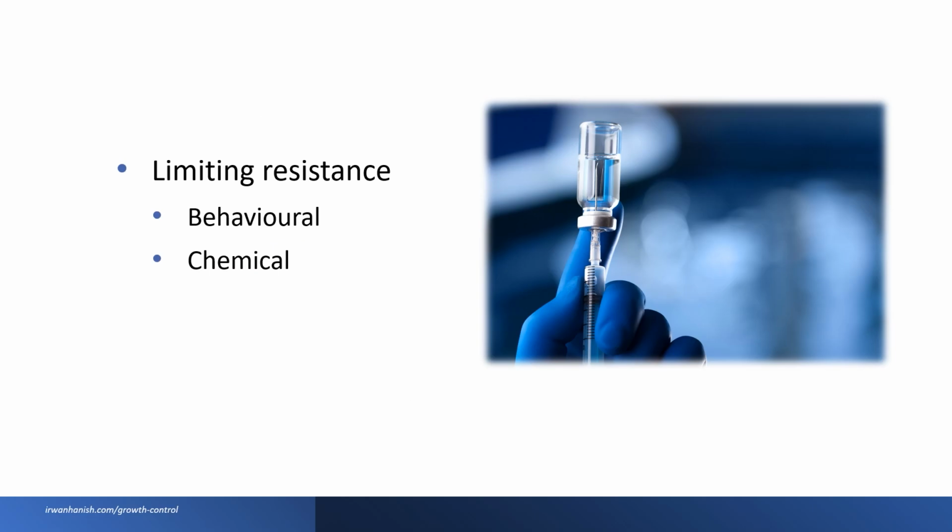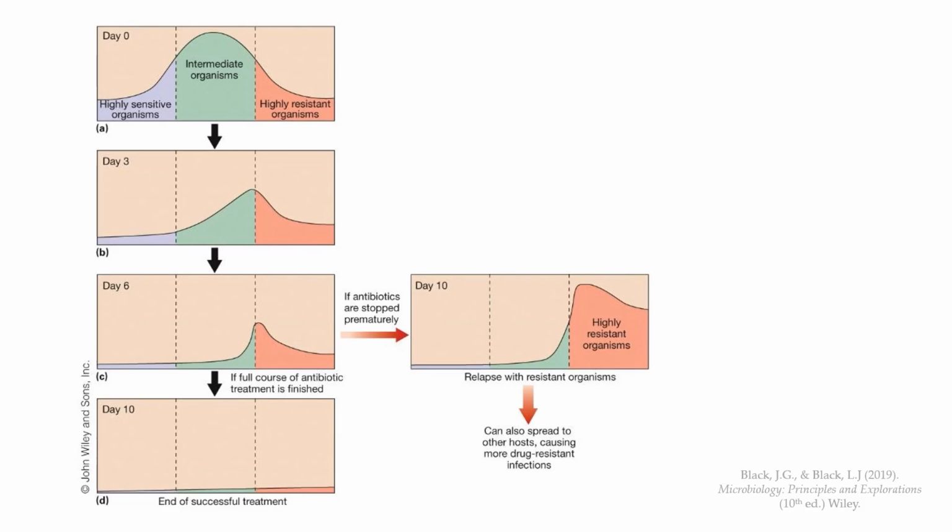It is almost impossible to stop antimicrobial resistance, but we can do things to limit it. We can use combinations of behavioral and chemical approaches. For instance, when we use antibiotics, we should make it a point to finish the full course of treatment, because when we take antibiotics, the bacteria that are highly sensitive to that particular drug will die off first.